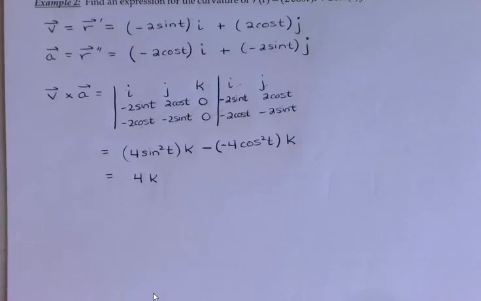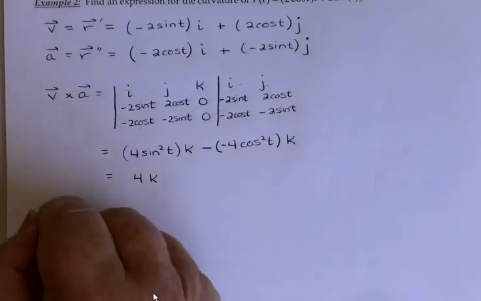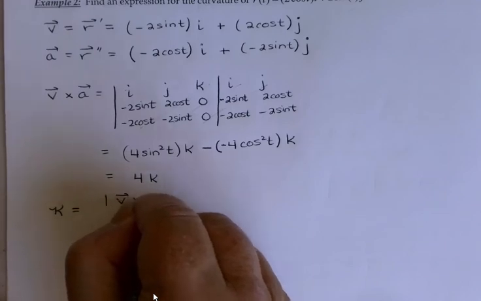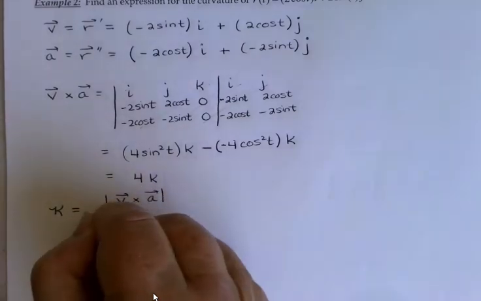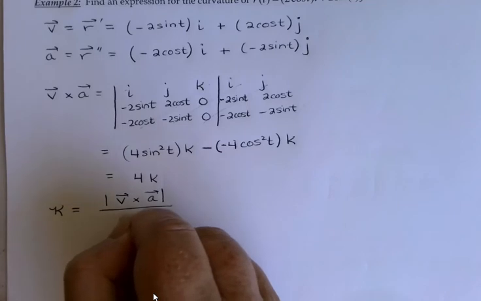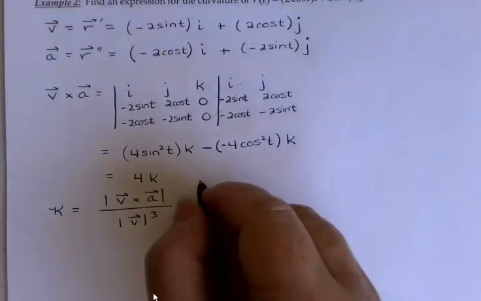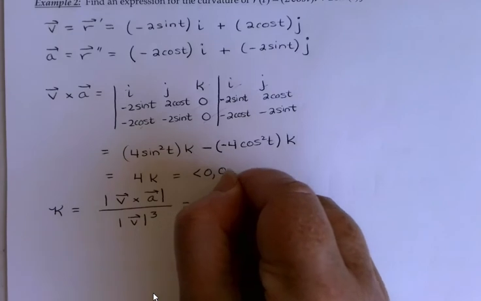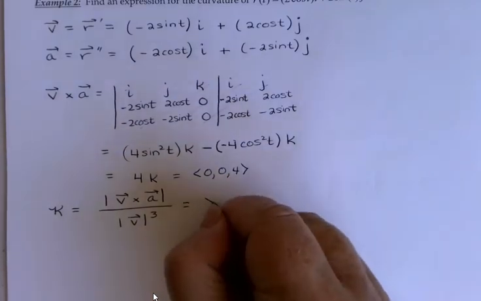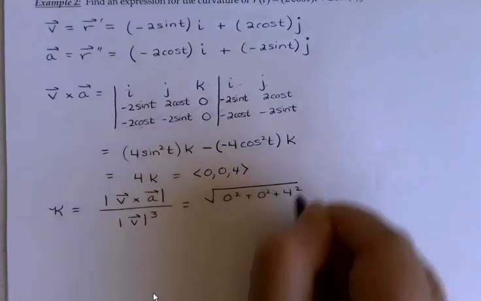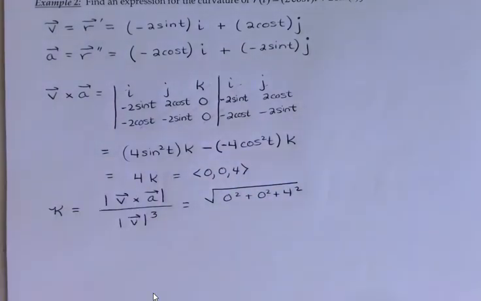And now I'm ready to go ahead and haul out my curvature formula. From the previous page, curvature is the magnitude of v cross a divided by the magnitude of v cubed. So let's see. v cross a was 4k, or 0, 0, 4. So technically its magnitude is the square root of 0 squared plus 0 squared plus 4 squared. Of course, this is just 4 units up the z-axis, so you really already knew the magnitude was 4 anyway.